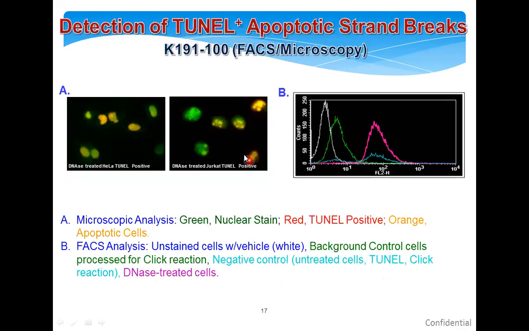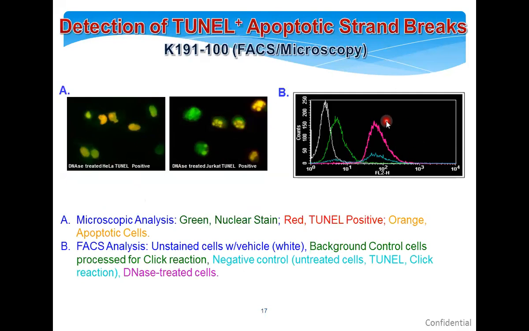To give you an idea of how it works, in panel A we have shown the microscopic analysis: green is the nuclear stain, red is TUNEL positive, and orange, the merge of both, shows the apoptotic cells. This is how it's going to look. This is an example of HeLa cells versus Jurkat cells, where you see the TUNEL positive apoptotic cells.